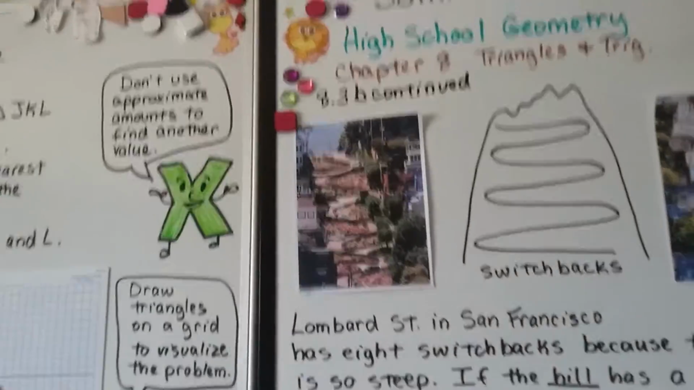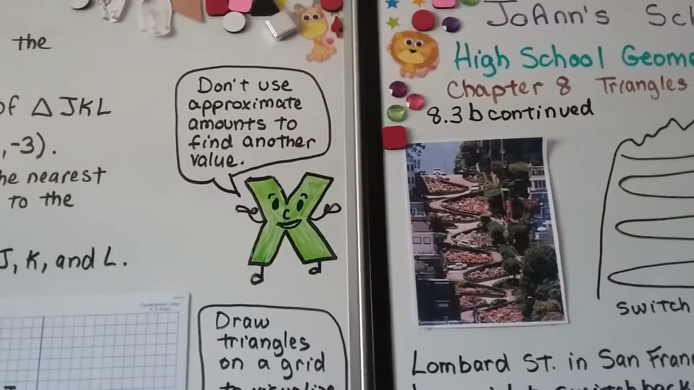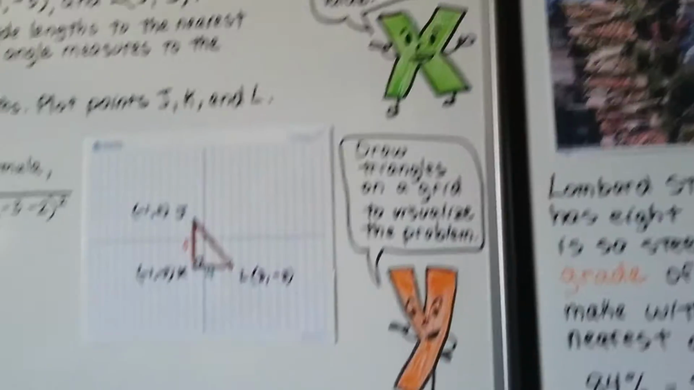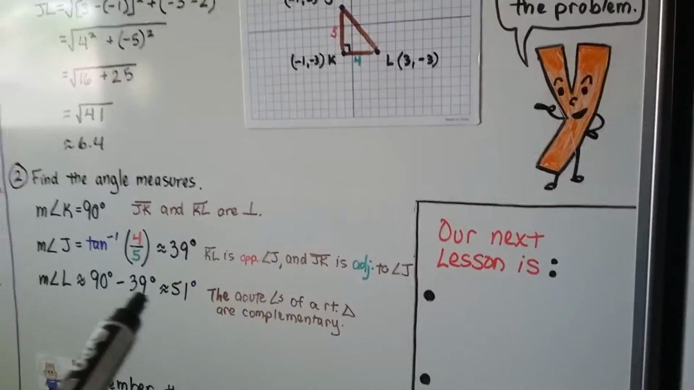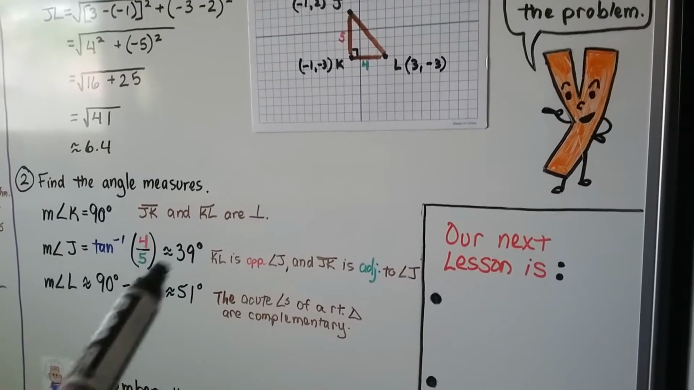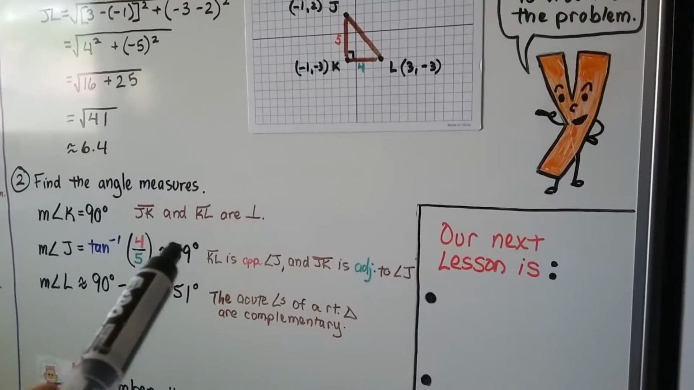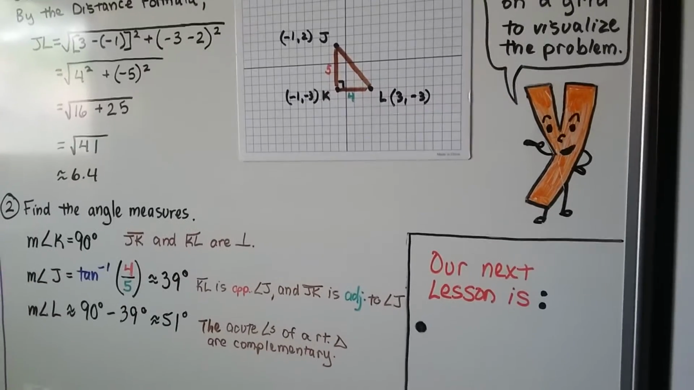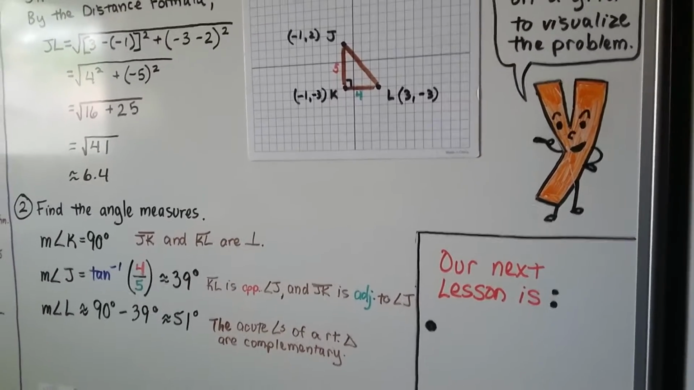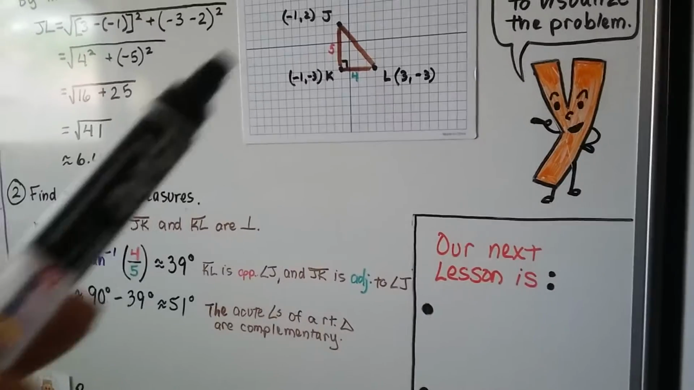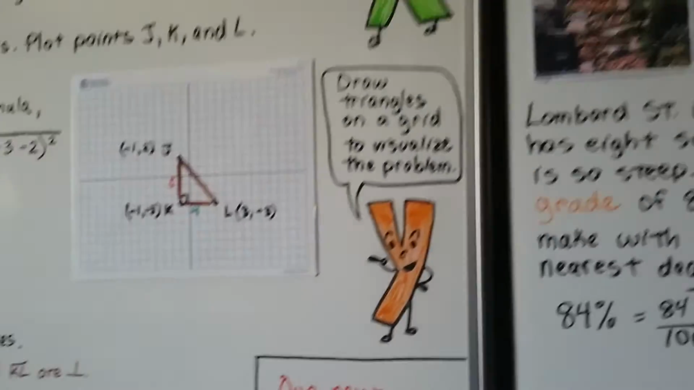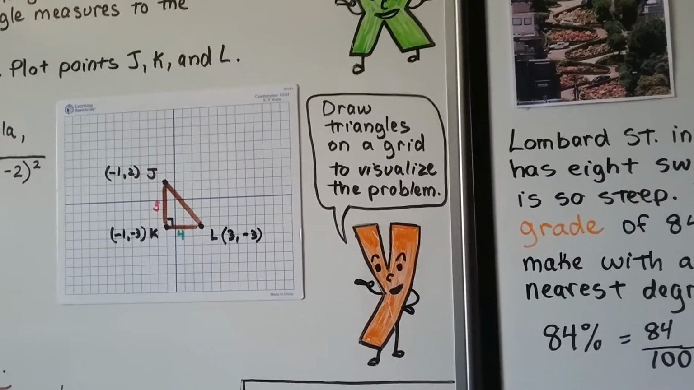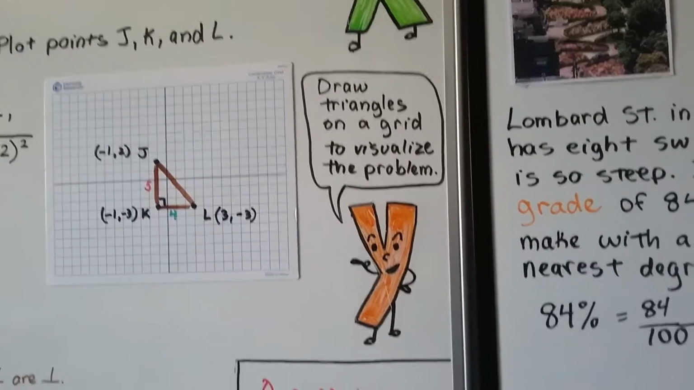I want you to remember, don't use approximate amounts to find other amounts. When we found that the measure of angle J was approximately 39 degrees, don't use it to find a side length or something, because it won't be as accurate. Try to use the given values. And if you're not given a diagram, try drawing a triangle on a grid to visualize the problem. It might help you.